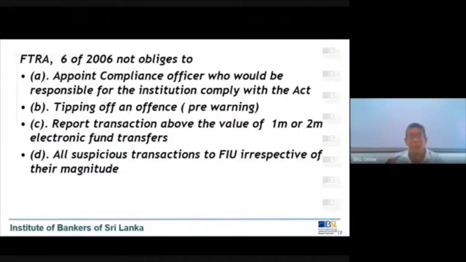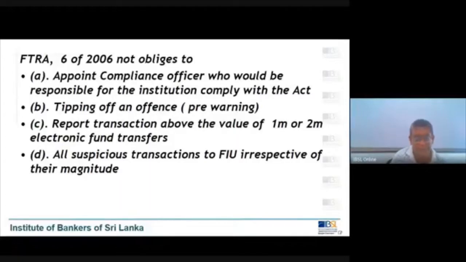Pre-warning, because the Financial Transaction Reporting Act tells you to identify KYC and CDD. That means you are protecting yourself by not doing any money laundering activities. Why? Because the FTRA tells you to take KYC, and that facilitates tipping off an offense.